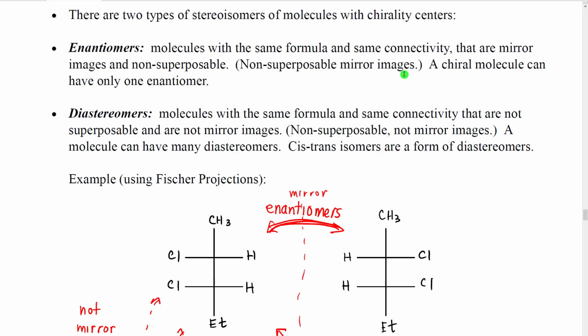When we look at a given chiral molecule, there will only be one enantiomer of that chiral molecule because a given object can only have one mirror image. So enantiomers exist in pairs of two that are mirror images, in the same way that we have a left hand and a right hand, and we don't have some third type of hand.